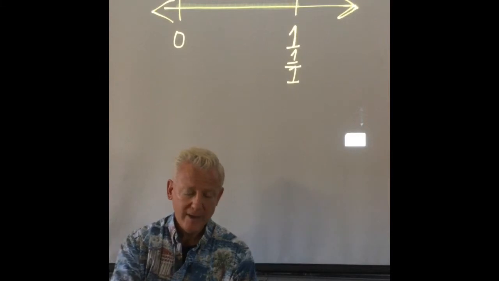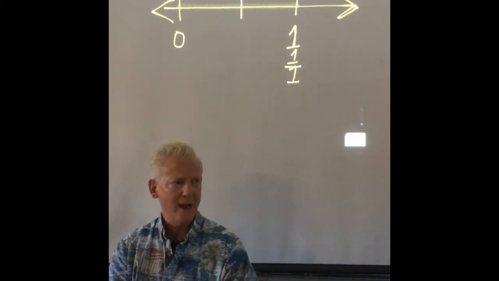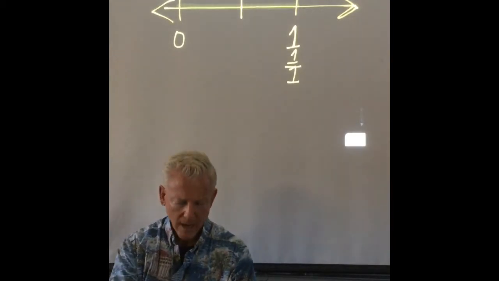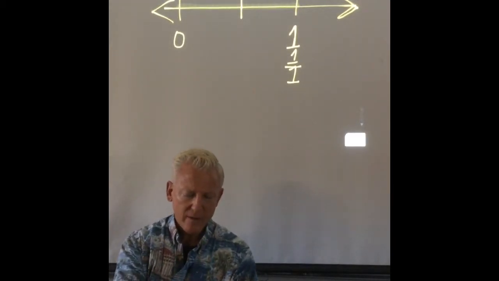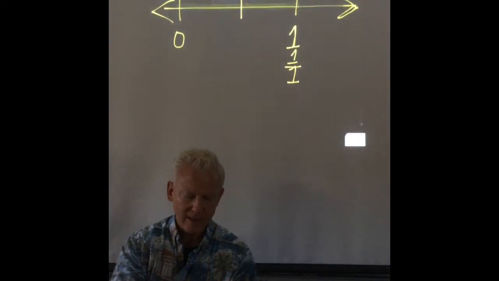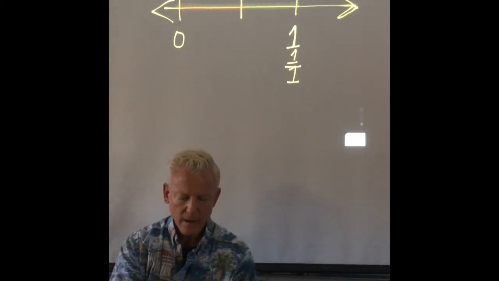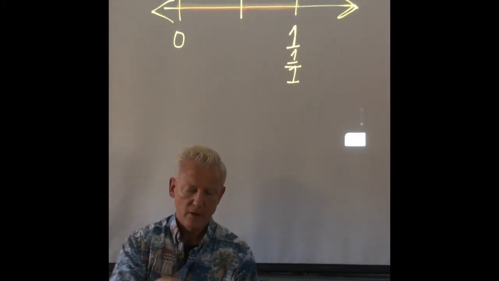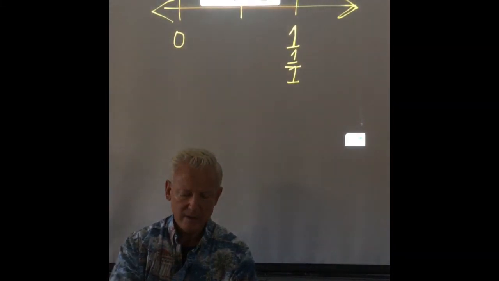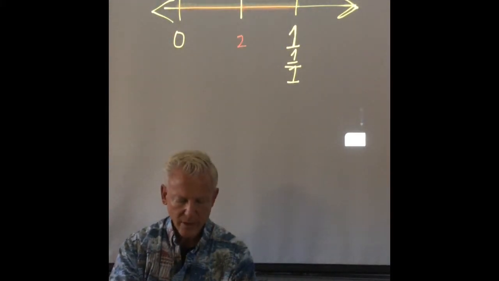Okay, what if I did it this way? What if I put a line in the middle? Now what do I have? Yeah, a half. I have a half. So I have, let me change my color on my highlighter. I've got 1, 2. So that means that I'm going to need to put a 2 here.